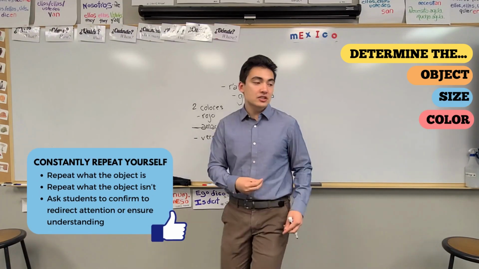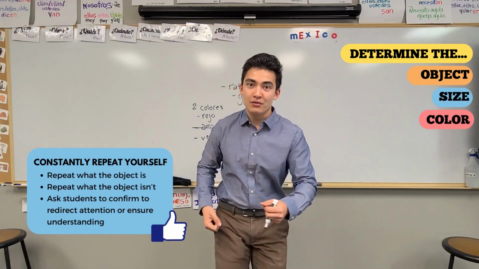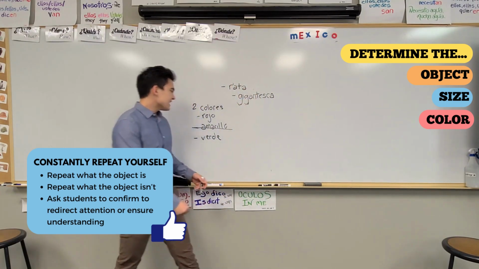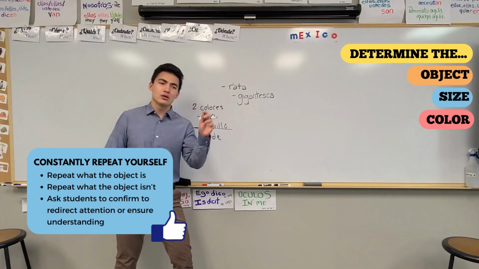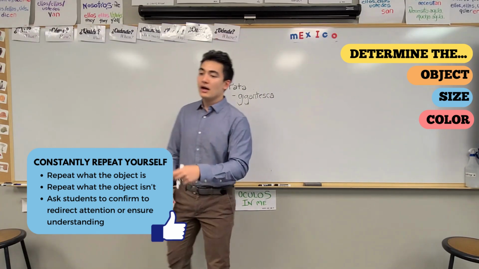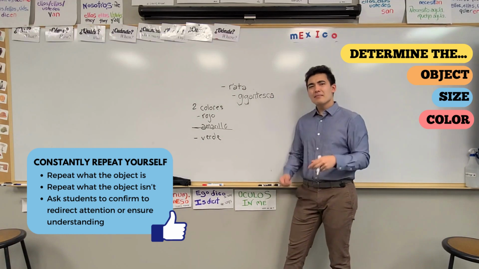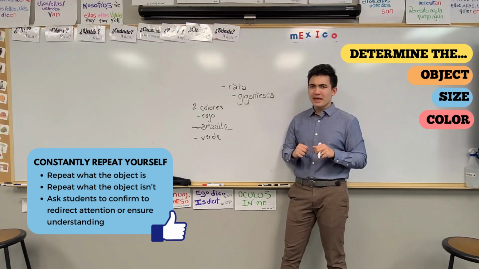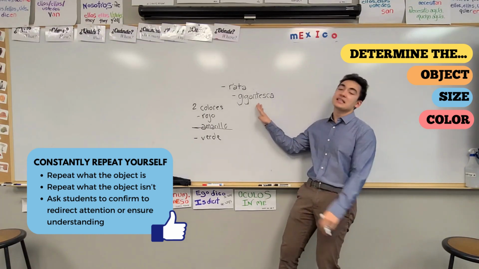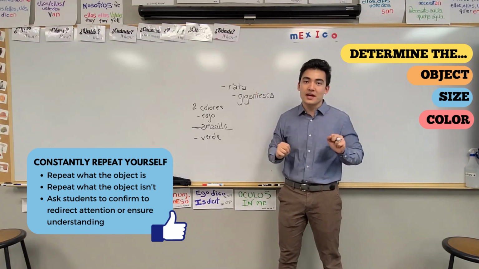Every now and then, just double check, really quickly confirm that they know what's going on with this rat. So, Mason, ¿es la rata amarilla? No, no es amarilla. ¿De qué color? Vale, vale, vale. Lola, ¿es la rata pequeña? No, no es pequeña. ¿Es la rata grande o gigantesca? Sí, es gigantesca. Okay, so you still got them.